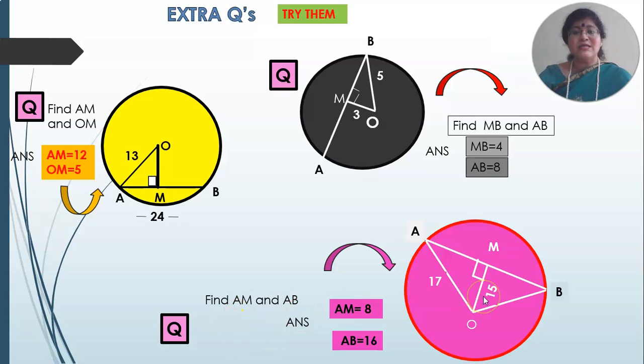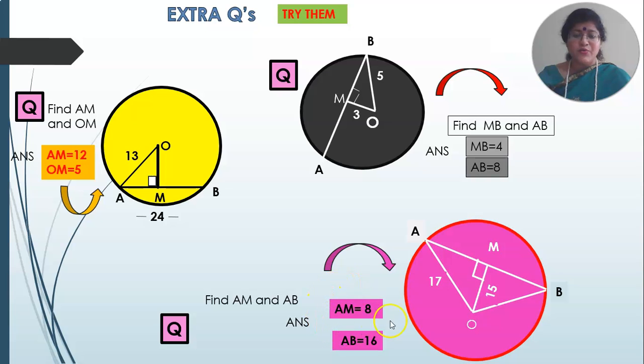And now this circle in pink. They have given you here that OM is perpendicular to AB and OA is 17 and this OM is 15. You have to calculate the value of AM and AB. So AM is a side of this triangle OMA. Two sides are already known to you. How will you calculate the third side? Yes, you will use Pythagoras theorem and calculate side AM.